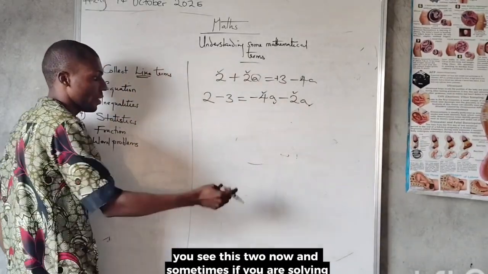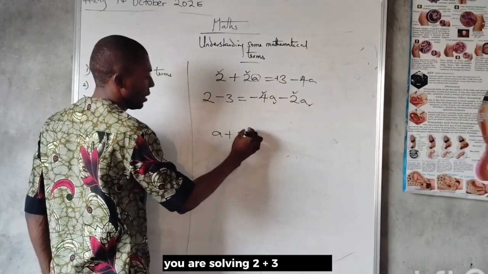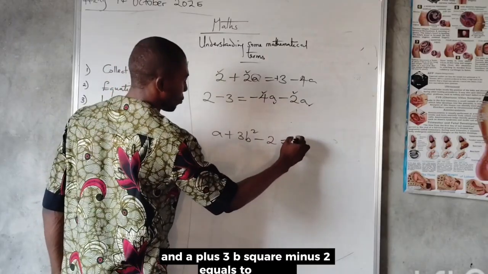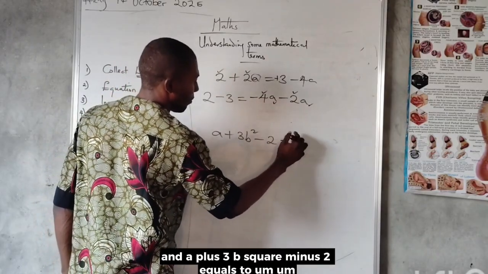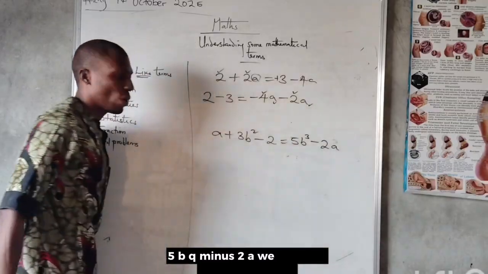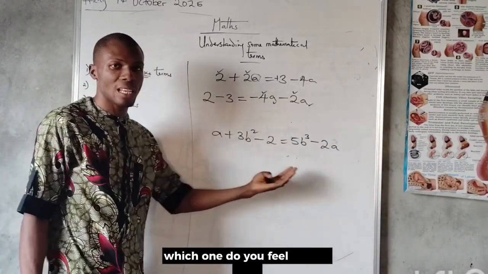And sometimes if you are solving, for example, 2 plus 3b squared, a plus 3b squared minus 2 equals 5b cubed minus 2a, we can also collect like terms. Now check this. Which one is alike? Which one do you feel is alike?